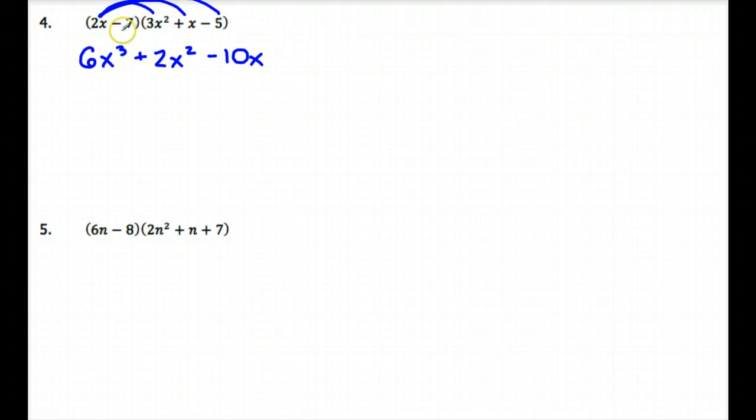Next, I'm going to go to my negative 7, distribute it to each term in my second polynomial. Negative 7 times 3x squared is minus 21x squared. Negative 7 times positive x is just a minus 7x. And negative 7 times negative 5 is going to give us a positive 35. So notice if you have a binomial times a trinomial, 2-term times a 3-term, you're going to be doing a total of 6 multiplications. Okay, 3 here for the 2x, and then 3 here for the negative 7.